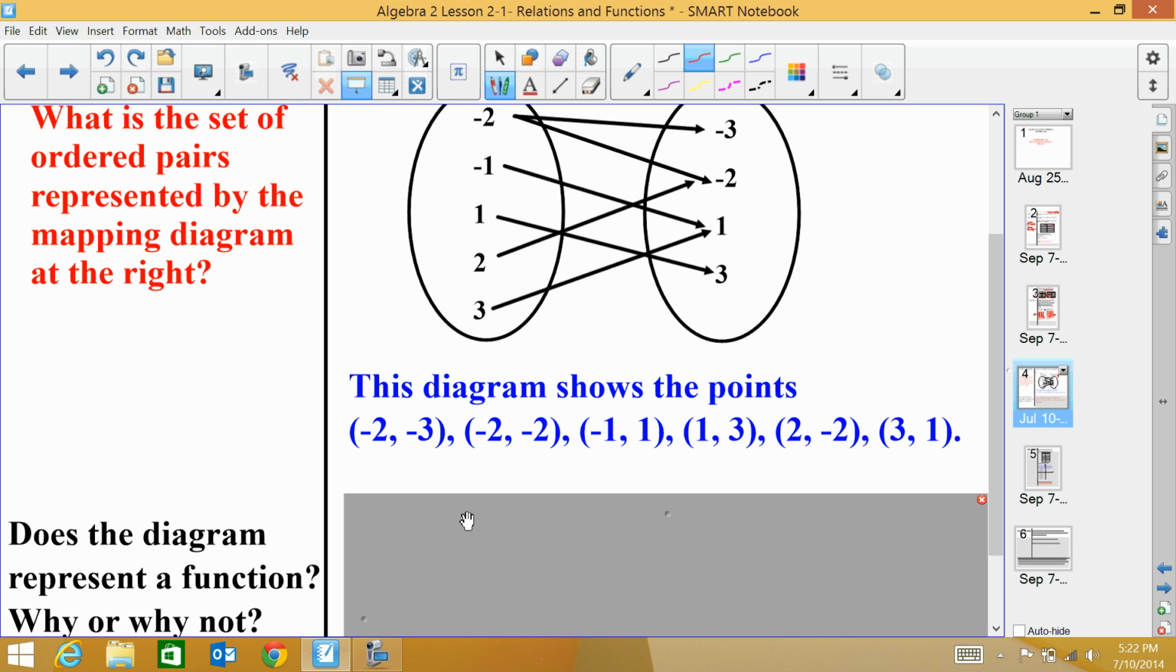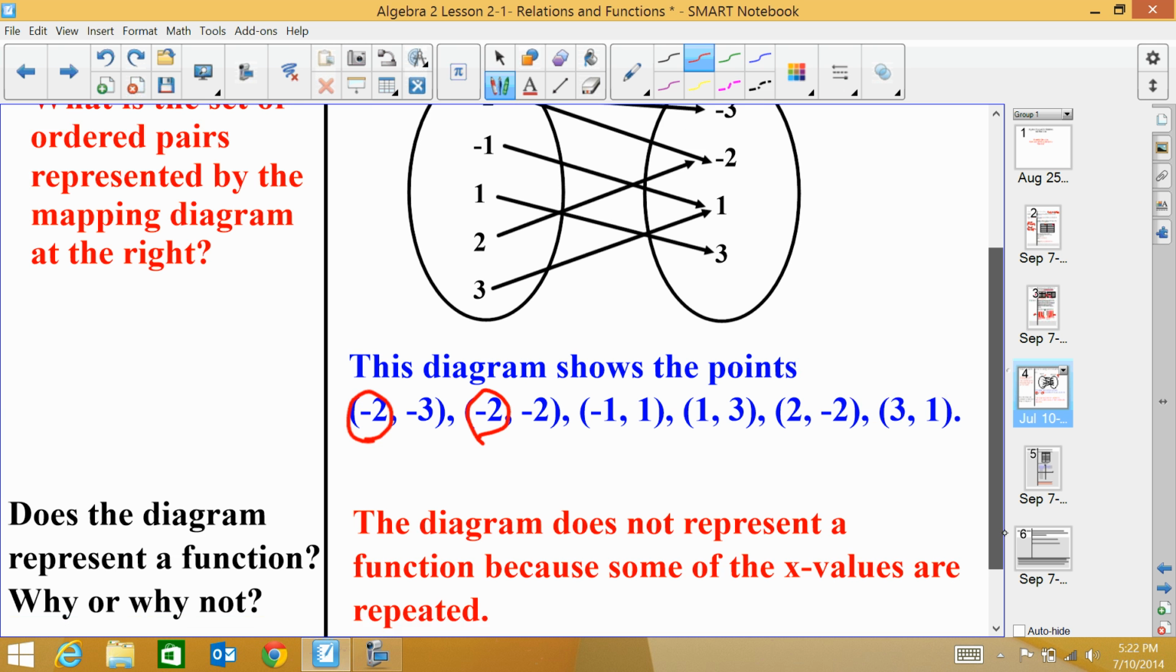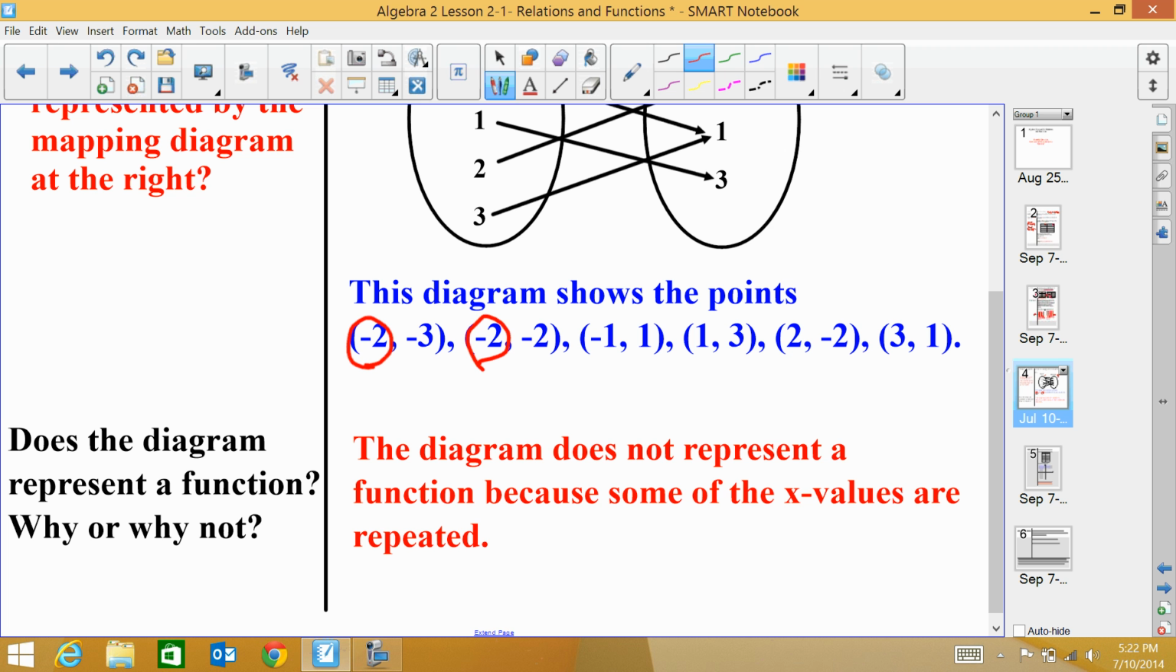The first thing that I notice is that -2 repeats. So if I plug in -2, I get -3 or I get -2, which doesn't really make sense. So this one is not a function because some of the x values are repeated.